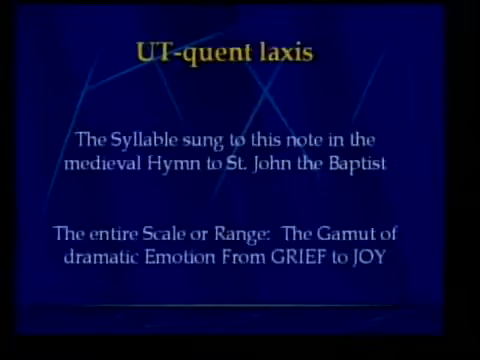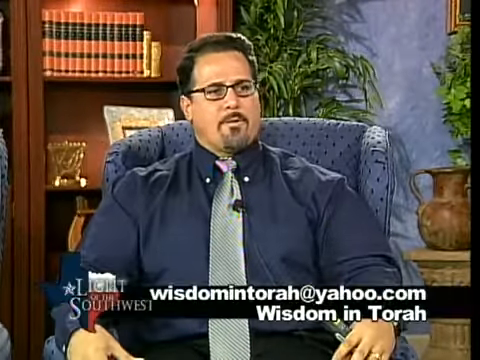Okay. Each one of those, ut, quint laxus, the syllable sung to this note in the medieval hymn of St. John the Baptist. And the definition is this: the entire scale of range, the gamut of dramatic emotion from grief to joy. In other words, if I sing a song at that particular frequency, I can change my state from grief to joy. Hallelujah. What is it that people do when they go to church, to congregations? Isn't worship one of the main intricate parts of the service? Yes. To get people all excited about worshiping Yahweh.